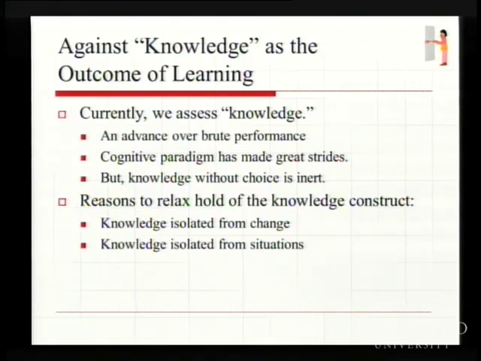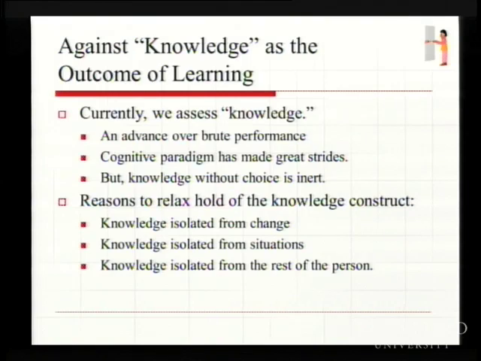at all. The third issue is knowledge tends to be isolated from the rest of the person. It's kind of like a soul, right? You have this knowledge that stands independent of the rest of you. And in my area, one of the top journals is Cognitive Science, which really looks at knowledge. And you may find one article on motivation in that journal over 30 years. So we assess knowledge, but we don't assess things like motivation, which is probably quite important.